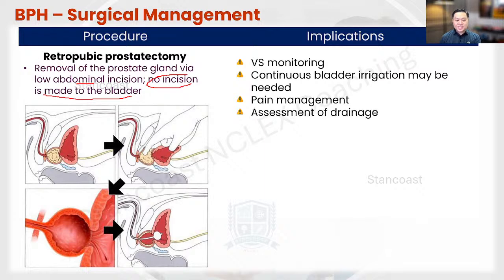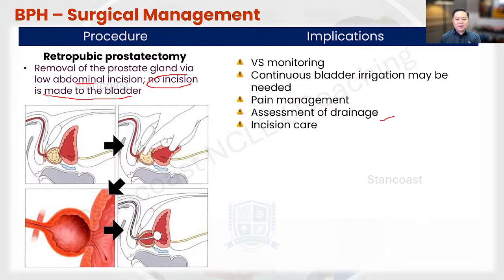And you're going to assess for the drainage as well. Make sure that the drainage is within the acceptable range as far as the volume and also the coloration of the drainage. So again, if this is a fresh post-op patient, we're going to maintain that pinkish coloration, light pinkish coloration. We don't want any clots to form at all when the patient has this kind of procedure.